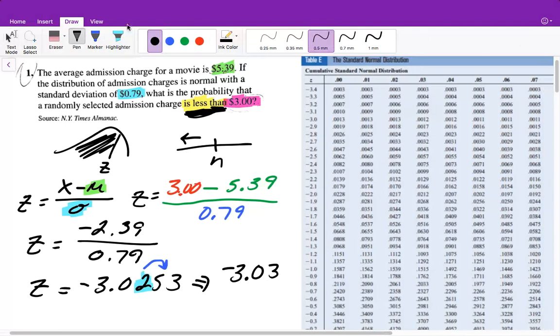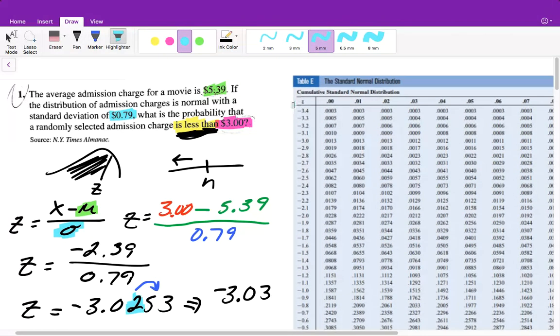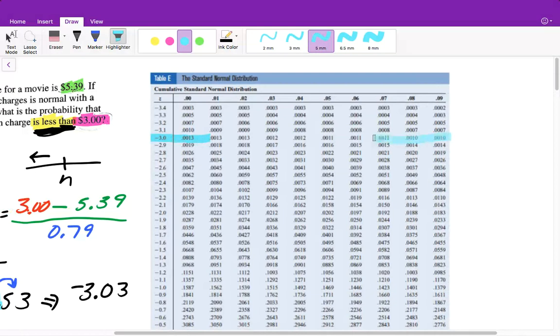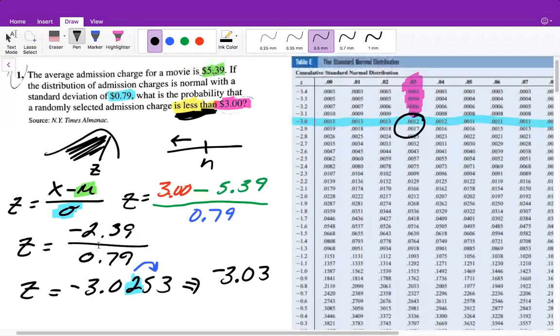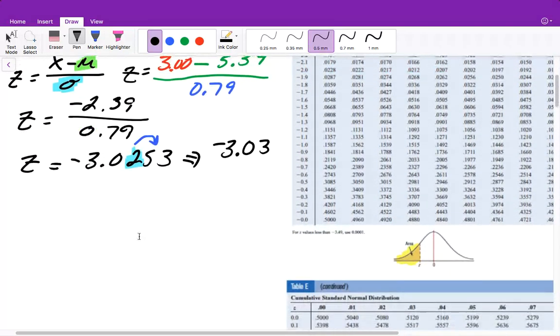So now we will go to our chart and we will look at negative 3.0. So all of the answers that we have, or what our value is, is any one of these numbers, because that's where it's negative 3. But we need specifically negative 3.03. So that means we need to look at where these two intersect. Although you can't see that, I'm just going to circle it at this point. So they intersect here at 0.0012. So that means the probability or the area that's associated with that z-score is 0.0012.